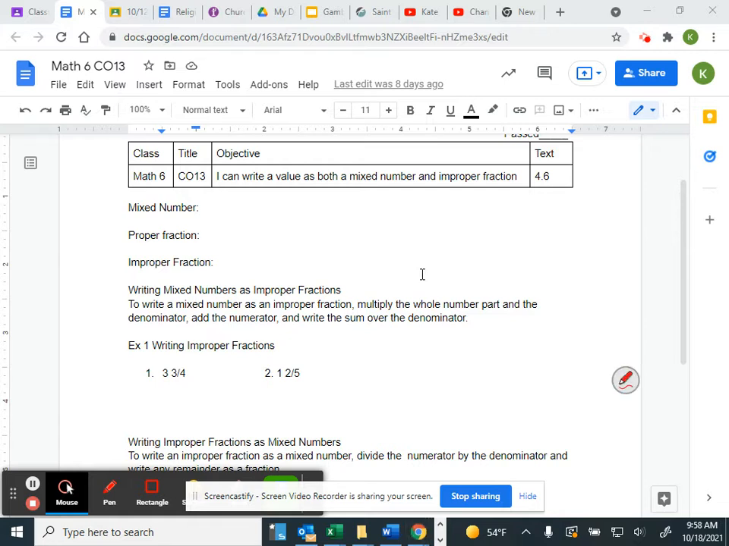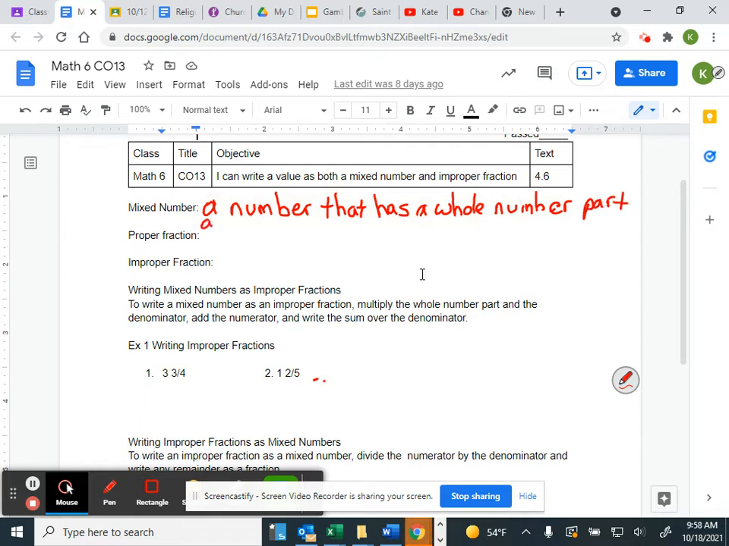So our mixed number is a number that has a whole number. So it has a whole number part and a fraction part.